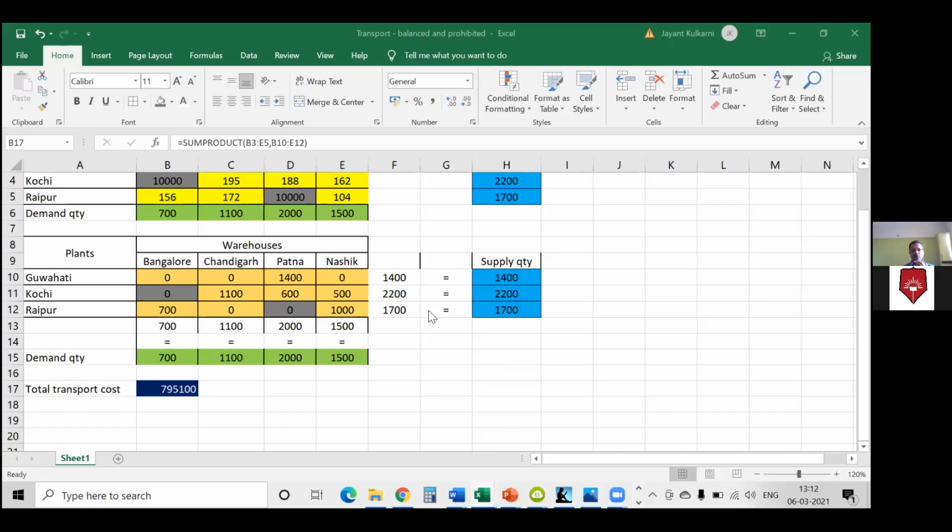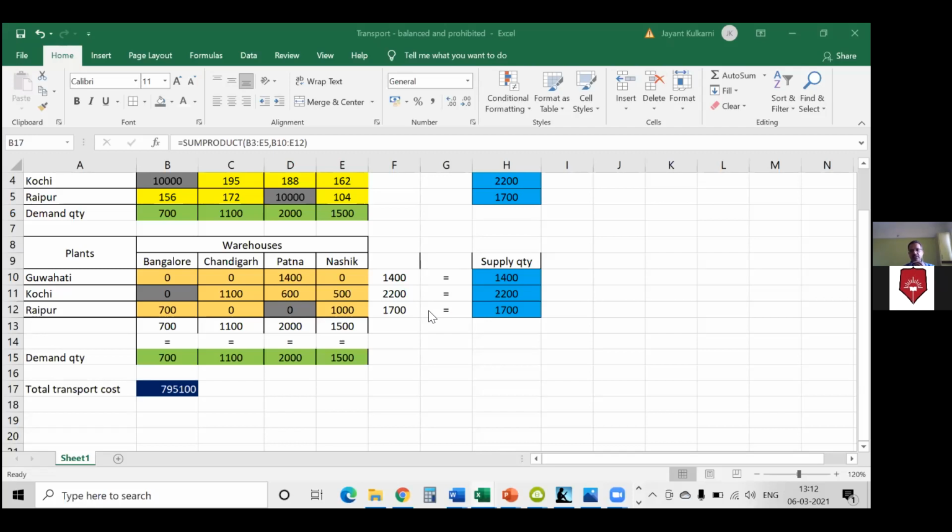Now there is a question from Nikhil. In case of maximizing, then we put 0. That is absolutely correct, Nikhil. If it was a maximizing scenario, and if there are some prohibited routes, then we use 0. Very good.